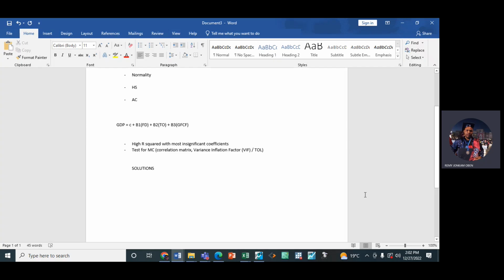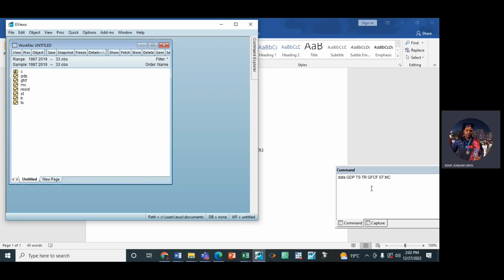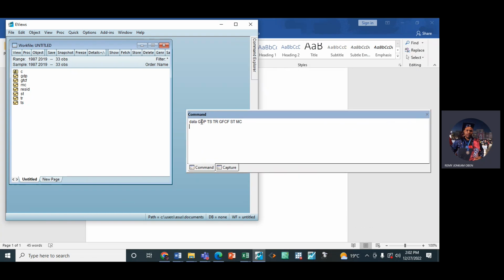Now, assuming that we have our model and we have found multicollinearity, this is our model. Dependent variable is GDP, and then we have 5 independent variables, right? So let's assume that we have found multicollinearity. Let's say, looking at the correlation coefficients, the correlation coefficient between ST and MC is like 90%. So it means these are the 2 variables that have caused us to have multicollinearity.